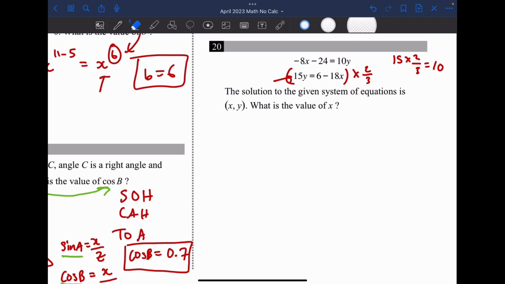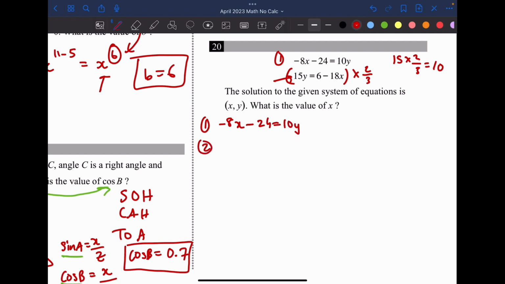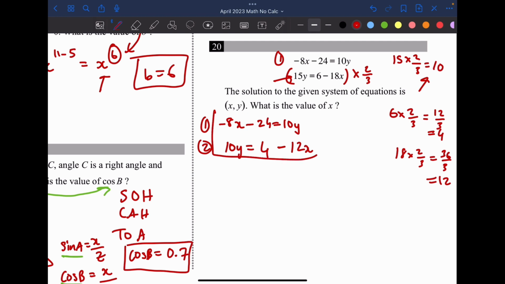So the first equation stays the same. First equation is still negative 8x minus 24 is equal to 10y. So that's the first one. Second one, this is the one that changes. 15 times 2 over 3 is, like we said, 10. This would be 10y is equal to, and then 6 times 2 over 3, this would be 12 over 3, which is equal to 4. And then 18 times 2 over 3, this would be 36 over 3, which is equal to 12. So minus 12x.